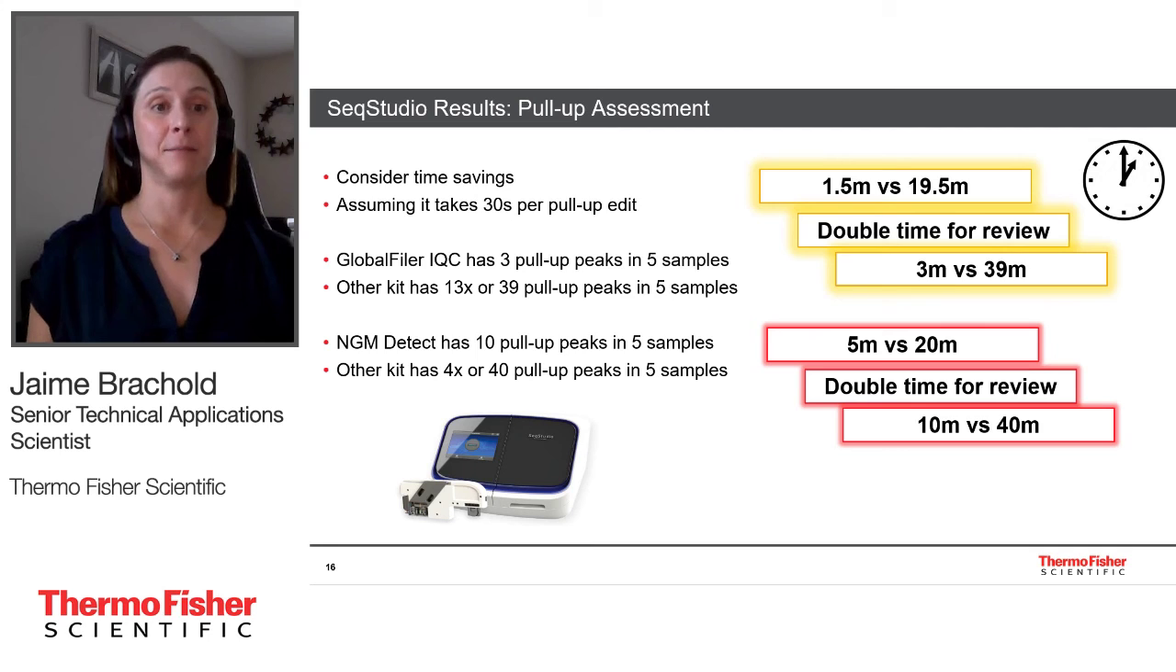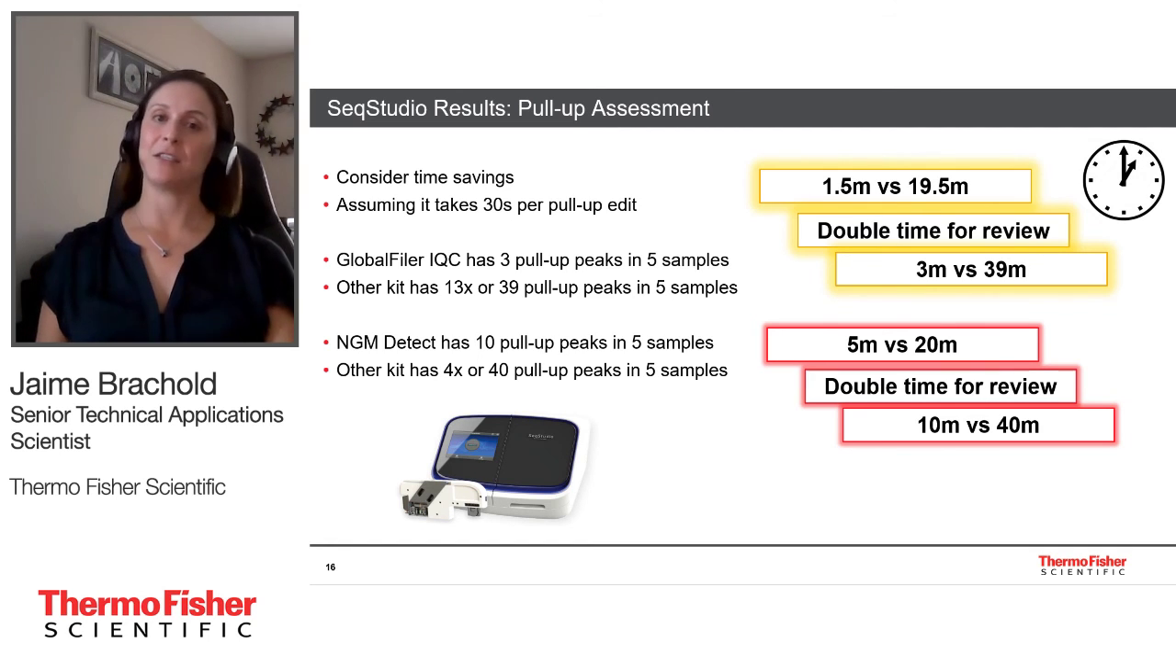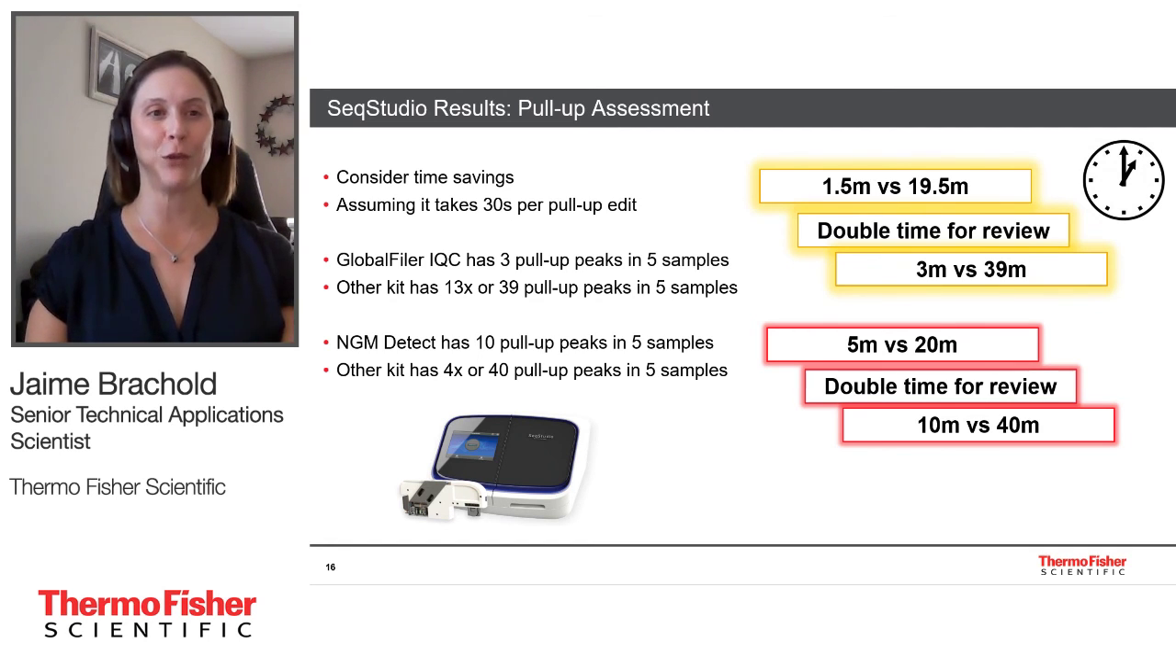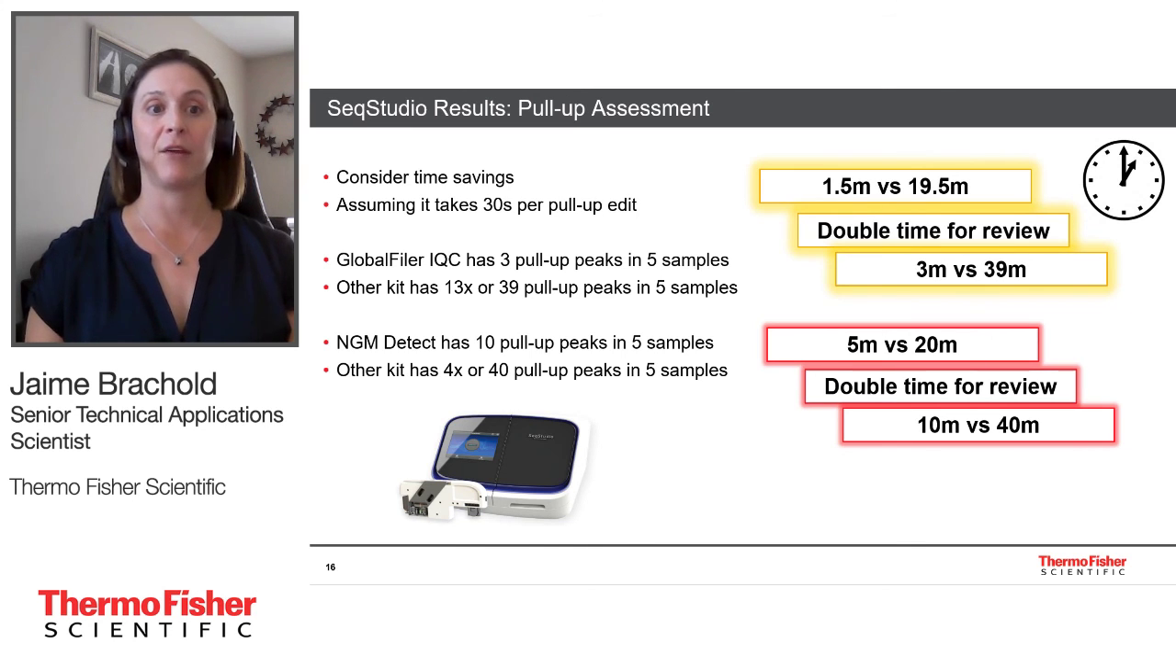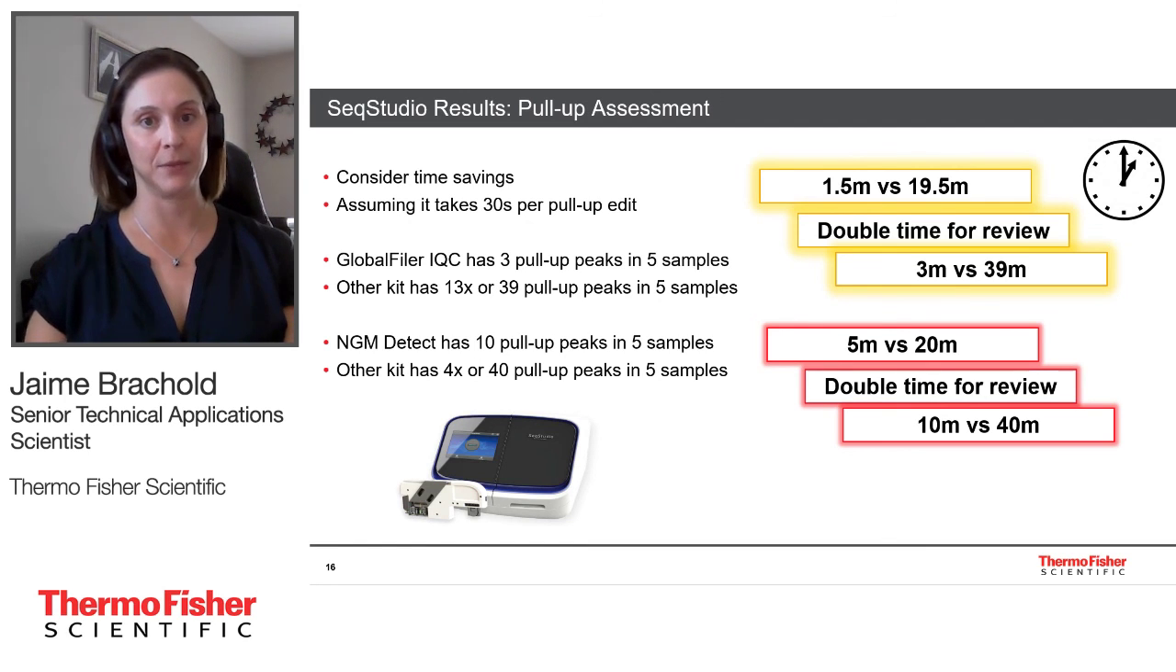Again, considering time saving, how might this impact you if you're the analyst and or the reviewer? Again, I assumed 30 seconds per pull-up edit, but I did split it out based on the difference we saw with Global Filer IQC and NGM Detect. So for Global Filer IQC, if there were 3 pull-up peaks in 5 samples, the other kits would have 13 times that, or 39 pull-up peaks in those 5 samples.